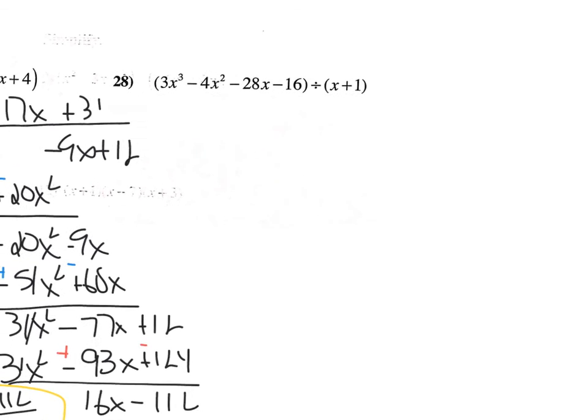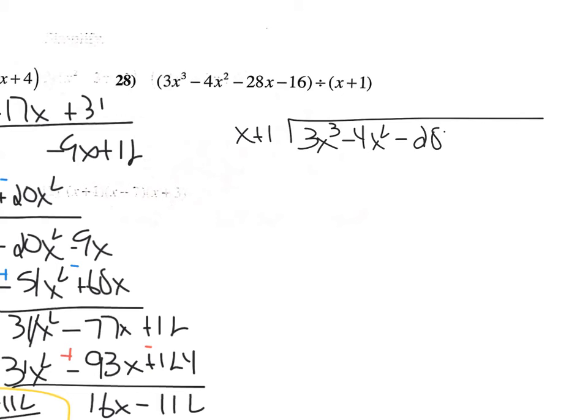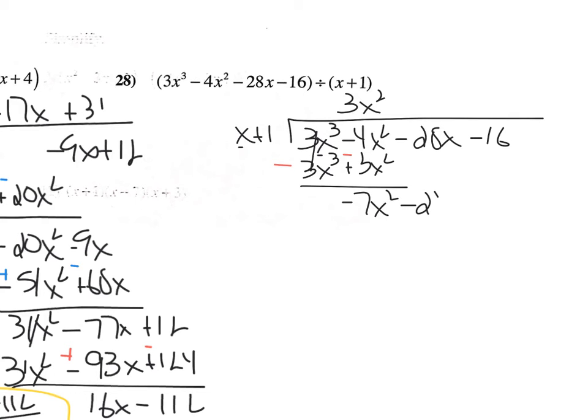Can't wait for that. So this was actually shorter, a little bit easier. So I got the x plus 1 out here. Inside, 3x cubed minus 4x squared minus 28x minus 16. x goes into 3x cubed. Remember, just look at the first one. 3x squared times is what it needs. So it gives me 3x cubed plus 3x squared. And I have minus minus. So that's gone. I have negative 7x squared minus 28x.